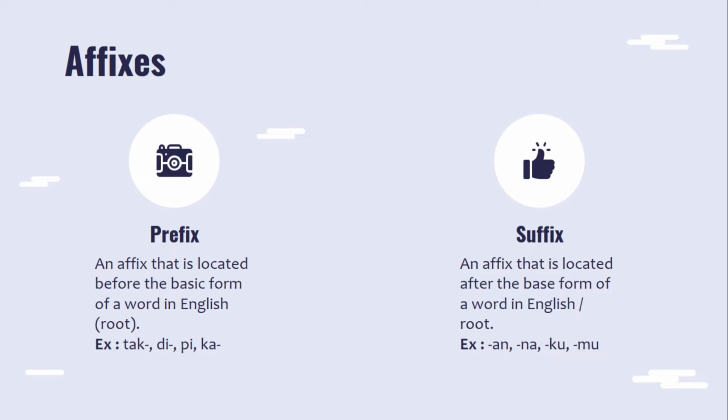In Javanese, we call it ater-ater. For example, ta, ji, pi, and ka. And suffix is an affix that is located after the base form of a word in English. In Javanese, we call it panambang. For example, an, na, ku, and mu.